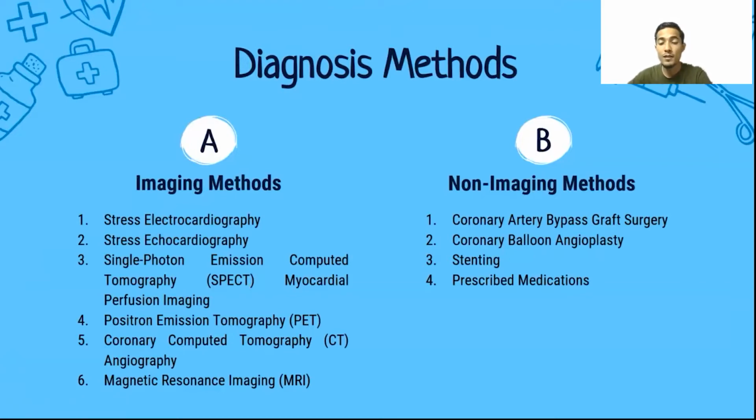And for non-imaging methods, we have several, including surgery like coronary artery bypass graft surgery, we have coronary balloon angioplasty, and we have stenting, where we implant a stent in the coronary artery to help improve the blood flow. And the last one, we have medication prescribed by the doctors. In the next explanation, we're going to focus on the CT scan.